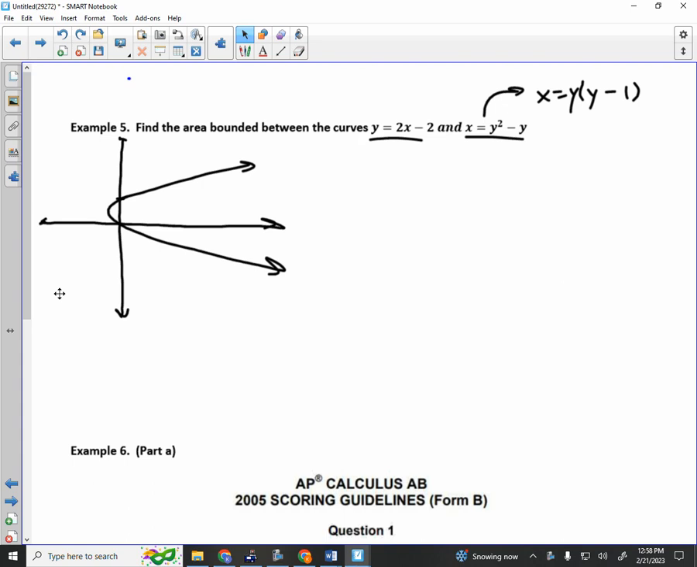Okay. Then the next one we have is 2x minus 2. Everybody knows that that's a line that has a y-intercept of negative 2. And it looks like this.